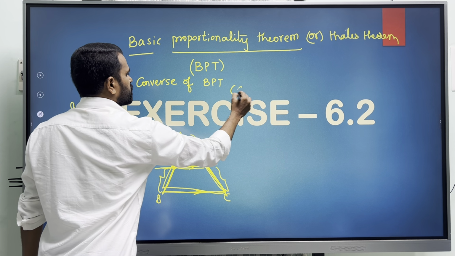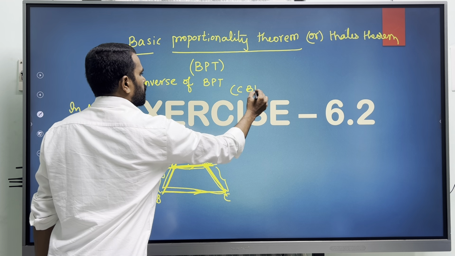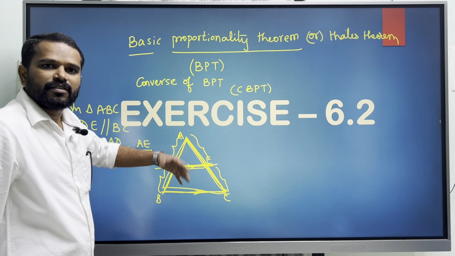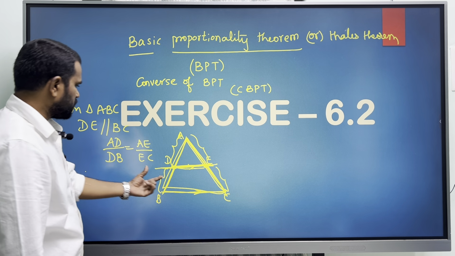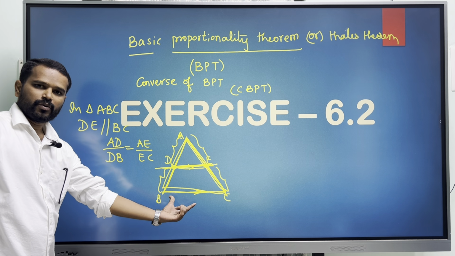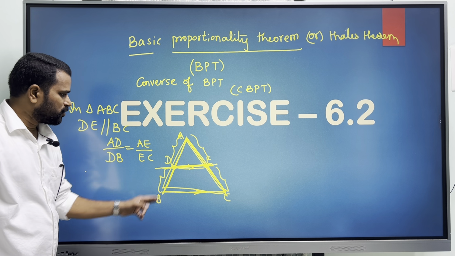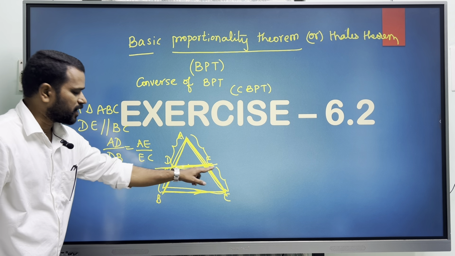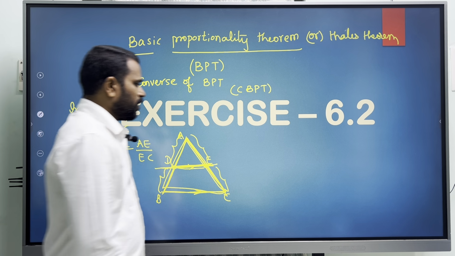We shortly write it as converse of BPT. Understand? Converse means reverse. See here, first, if a line is parallel to the other line, then these two sides will be in the same ratio with this line, right? Okay. Now, what is this?